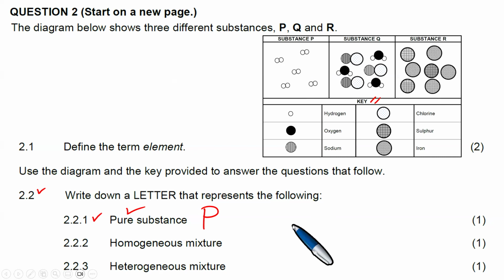Next question. In 2.2, they asked the students to write down a letter that represents the following: a homogeneous mixture. So there's something called a homogeneous mixture. There's something called a heterogeneous mixture. What is a homogeneous mixture, Paul? Have you ever seen a homogeneous mixture? What does homo mean?